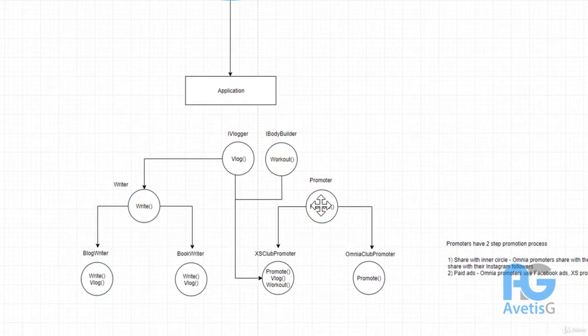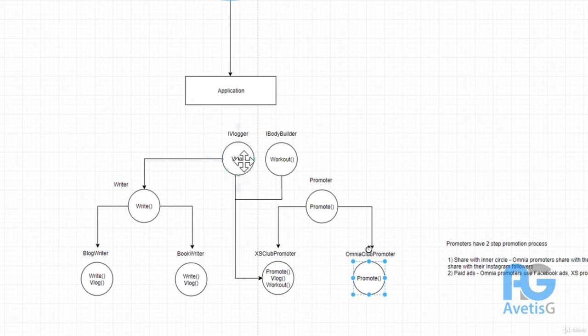So once again, you already know that we have 2 base classes. We have a writer, we have a promoter, right? Because from that, then you have 2 children. You have the Omnia Club Promoter, Access Club Promoter, then you have Blog Writer and Book Writer. Then you have these methods. So the writer has a method write, which goes down all the way to Blog Writer and Book Writer. And promoter has a method promote, so it goes to Access Club Promoter and Omnia Club Promoter.